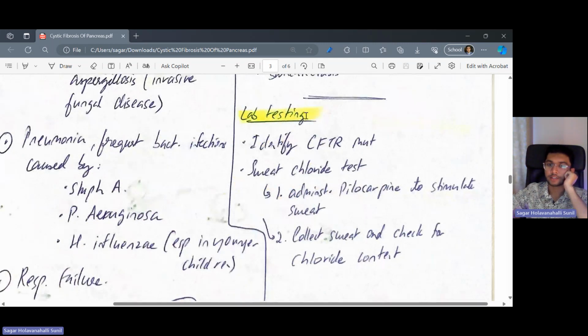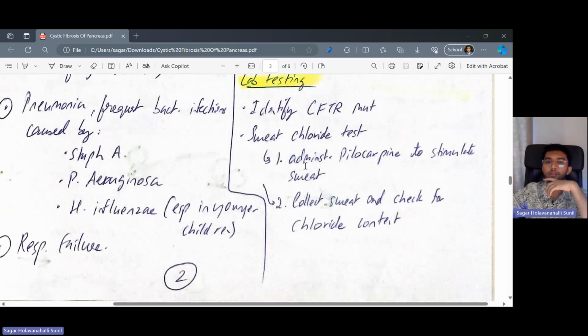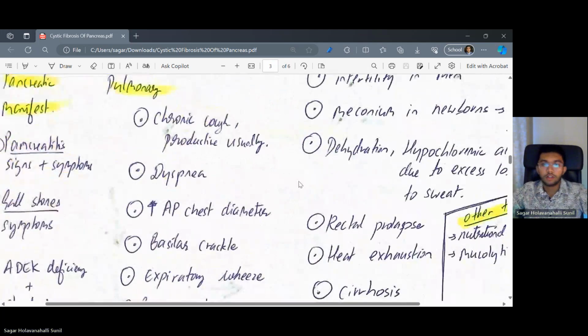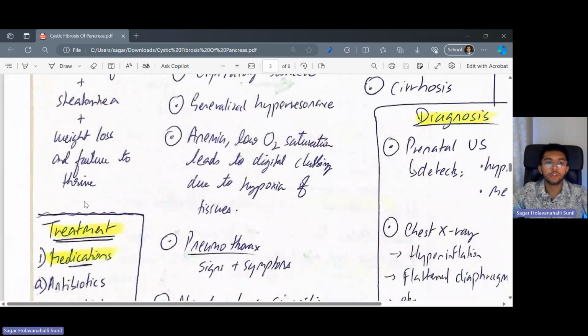Now, if you want to look at the lab testing, you can do genetic testing, you can identify CFTR mutations. You can also do a sweat chloride test where you administer pilocarpine. Pilocarpine will cause sweat secretion, like increased sweat. And you can collect the sweat and you can identify how much chloride content is present. That's that. Now you're going for treatment.